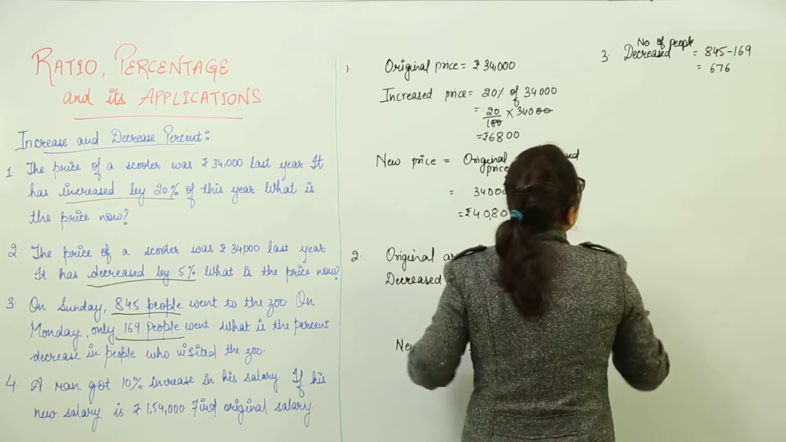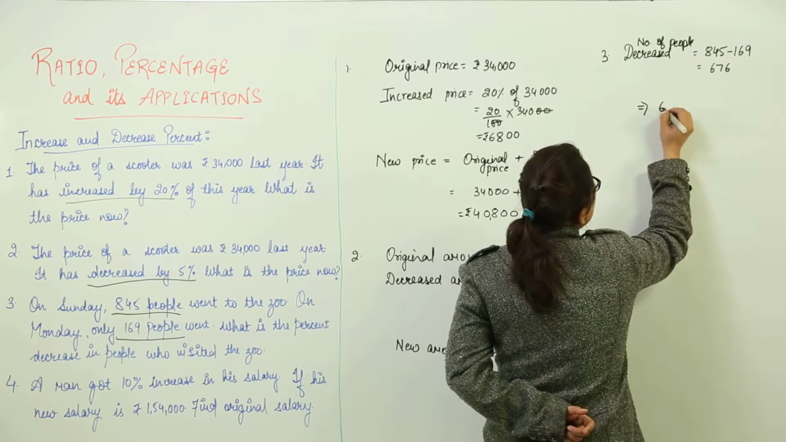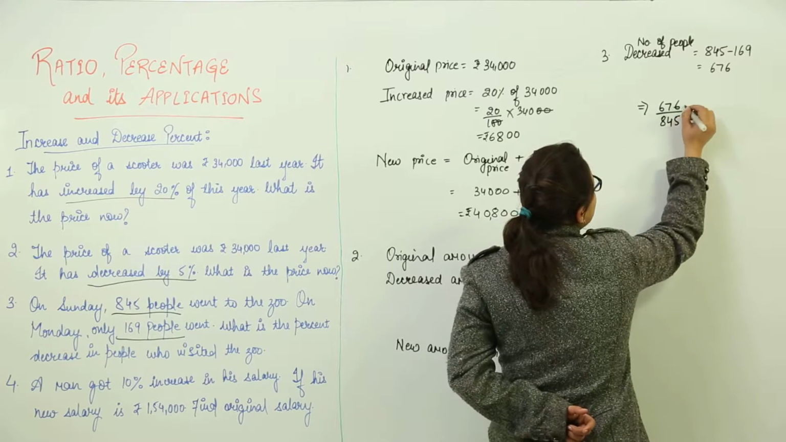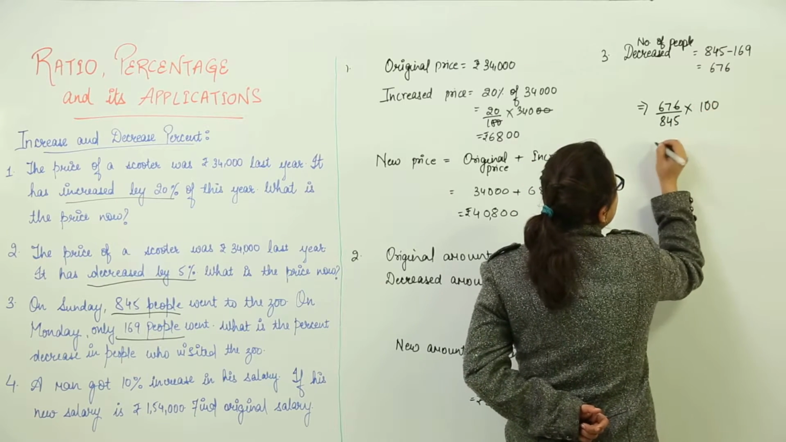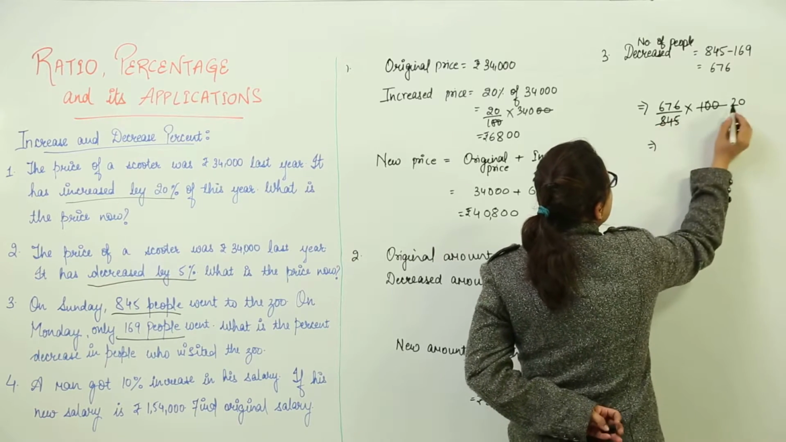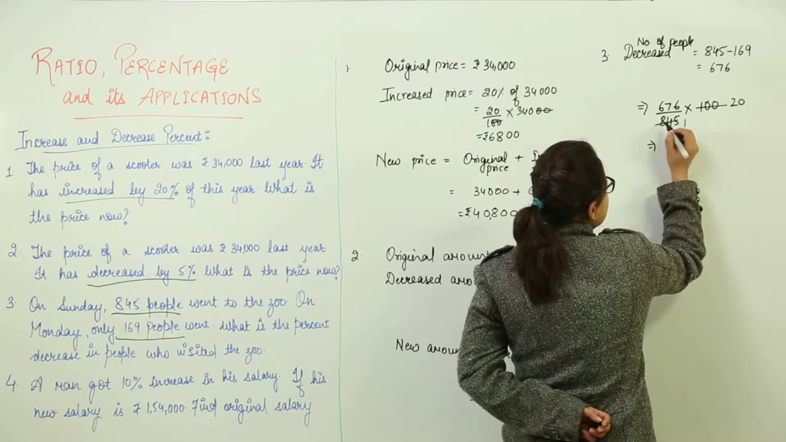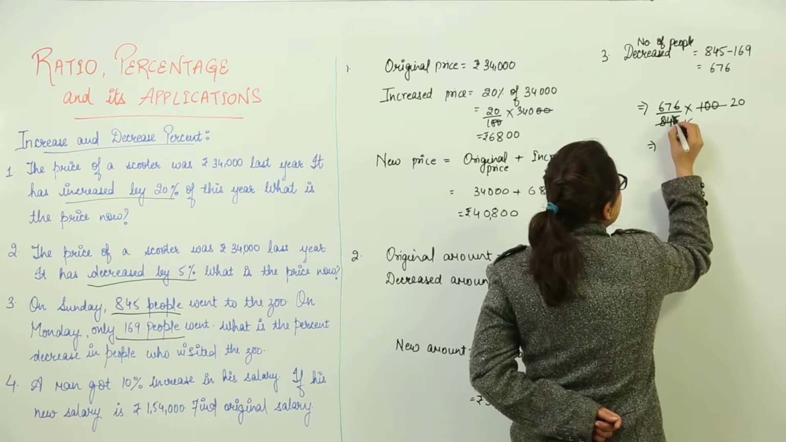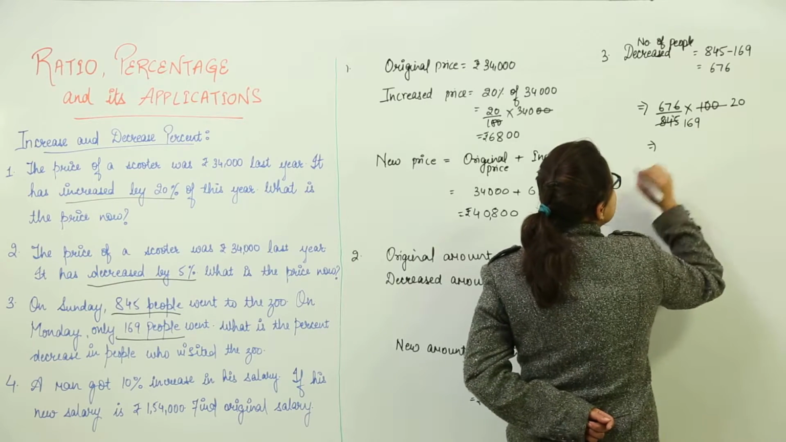So over here we have the decreased number of people as 676, the original amount of people were 845, and you multiply this with 100. So when you simplify this, you would get 5 2s are 10 and 0, 5 1s are 5, 6 7s are 42, 8 4s are 32, 5 6s are 30, left with 4, 5 9s are 45.